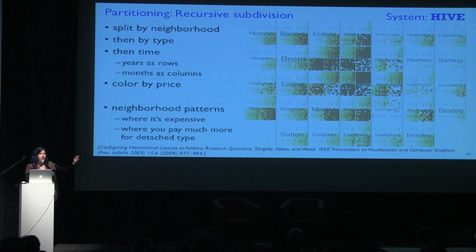So what can you see in this? You can spot the expensive neighborhoods, you know, a lot of those central ones. You can see where you pay a lot more for different types of houses, like a big disparity between what you pay for a flat versus what you pay for a house in some of these versus others. So that's analysis at the neighborhood level.